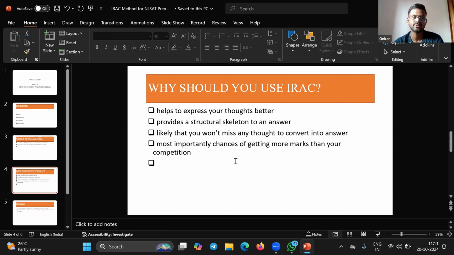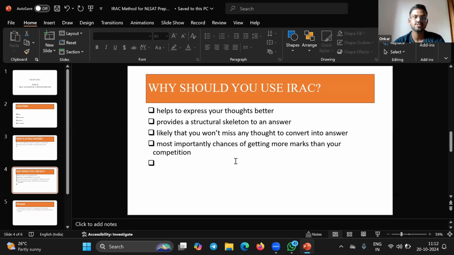When you have some skeleton, some structure in your mind, that I'm going to write my answer in this manner, it is helpful because it will encompass all your thoughts in your answer. So if you have an answer in your mind and you struggle to express it on your paper, having a method in itself will help you in improving your answer.